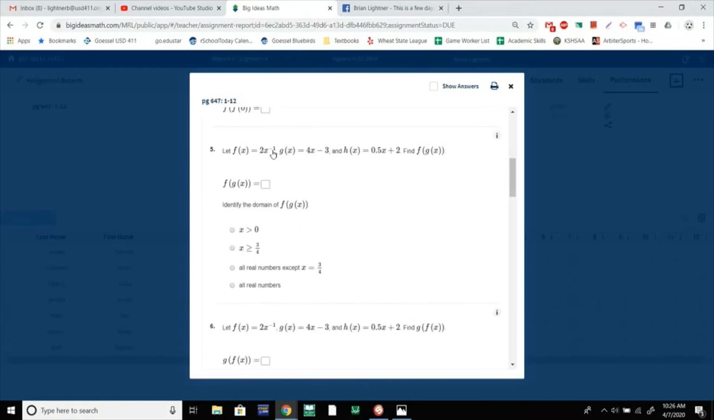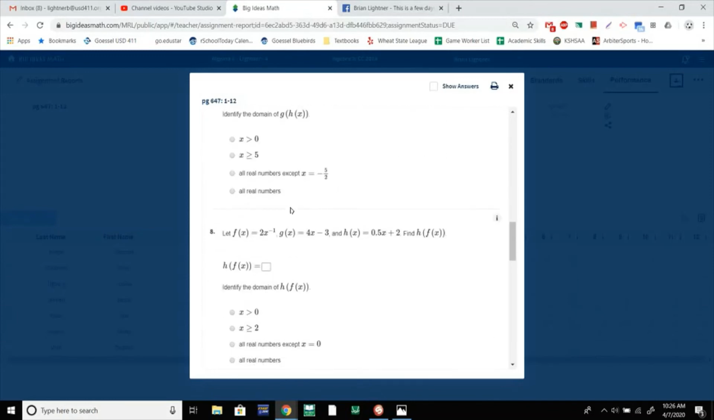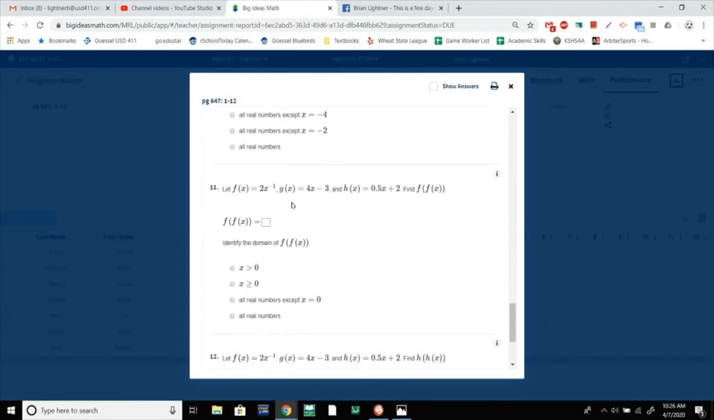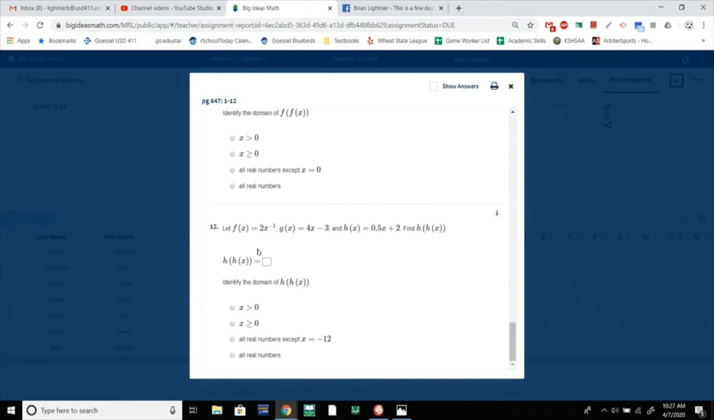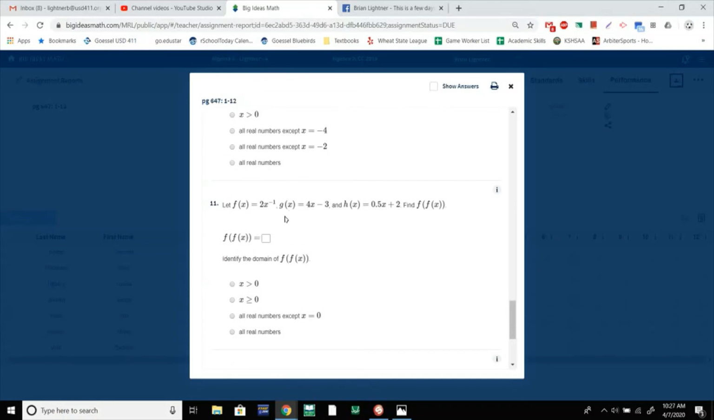So here are your two different functions. Remember, 2x to the negative 1 is 2 over x. Domain, it'd be something like all real numbers except. That's how it's kind of worded there. So 2x to the negative 1 shows up several times through here. Same functions. So here's a duplicate one, h of x. That's when you take h of x and you plug it into itself. Now this is just a linear function, so that domain should be all real numbers. Okay, so if you have linear functions, it's going to be all real numbers.